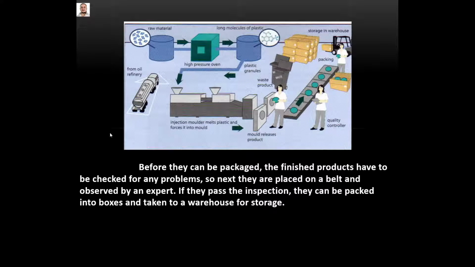Now we come here, before they can be packaged, the finished products have to be checked here for any problems. So next they are placed on a belt and observed by an expert. If they pass the inspection, they can be packed into boxes and taken to a warehouse for storage. Here is the step, which is the last step of it.